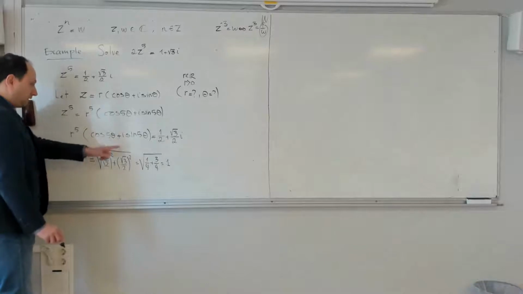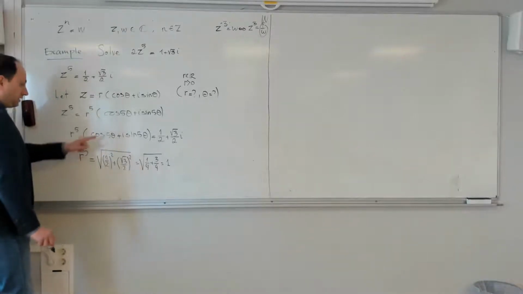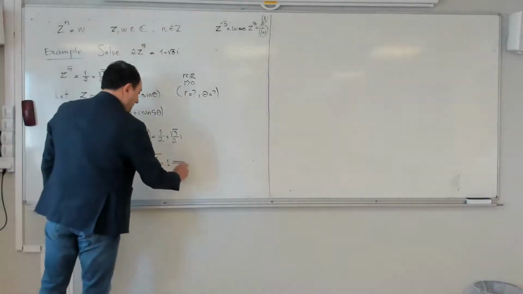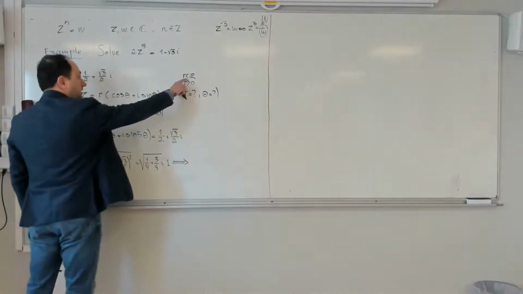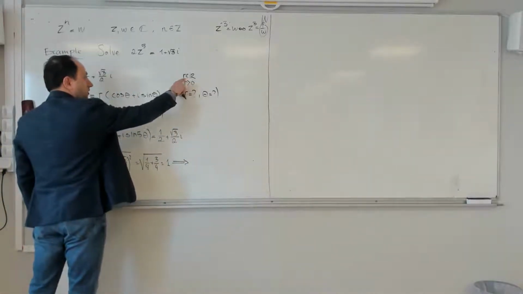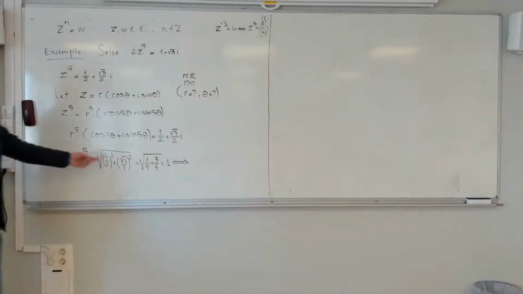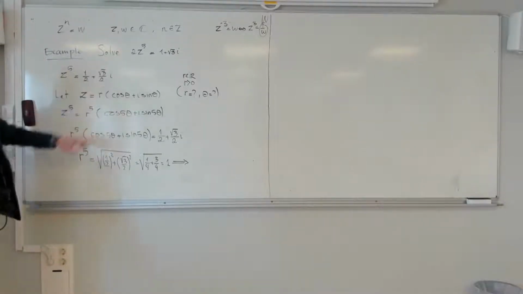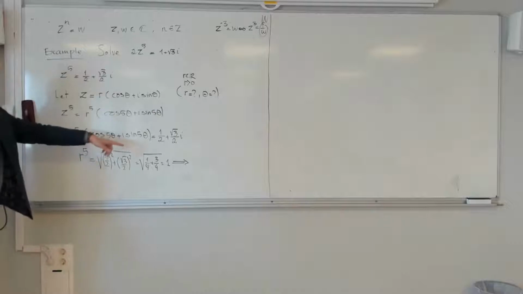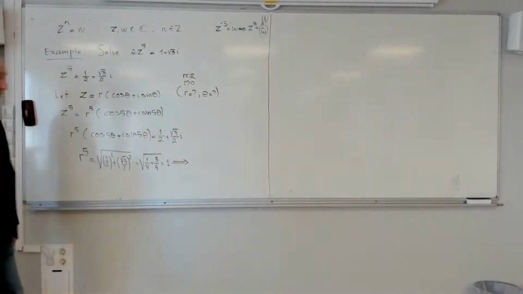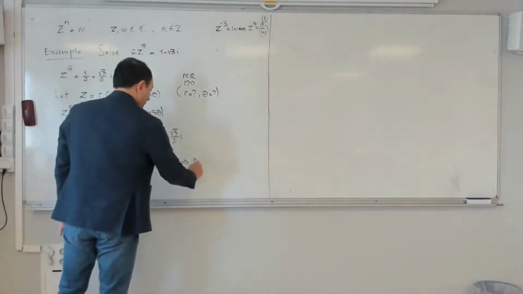So I have to calculate r to the 5 equals 1. But be careful, I am not solving it in the set of complex numbers because r is a real number. So what you have learned about real numbers is applicable immediately here. I am looking for a positive real number whose fifth power is equal to 1. There's only one of those numbers, and that number is 1.